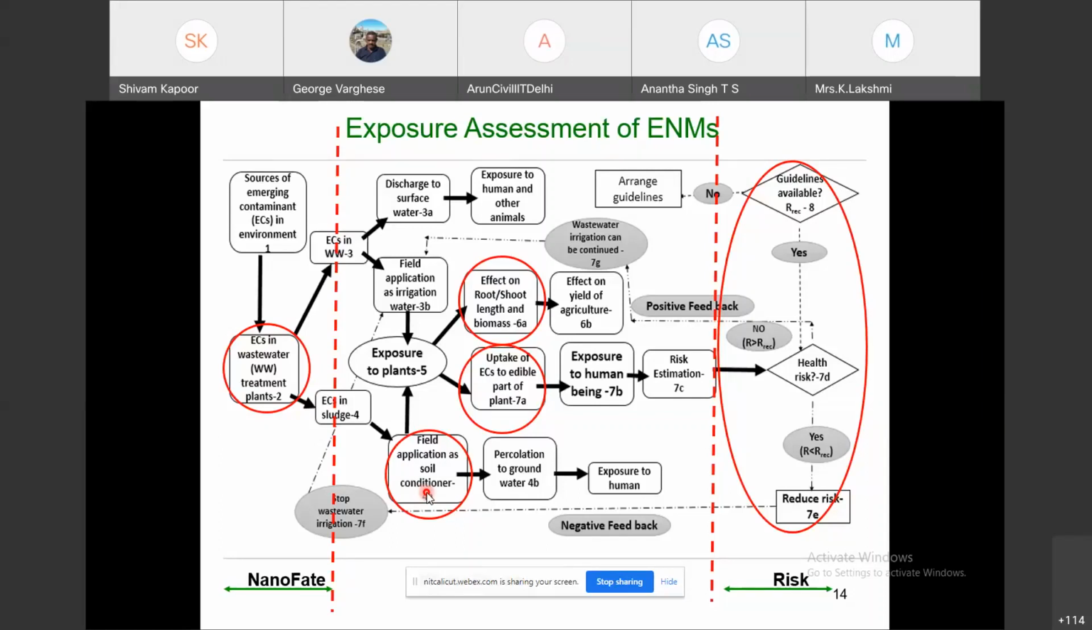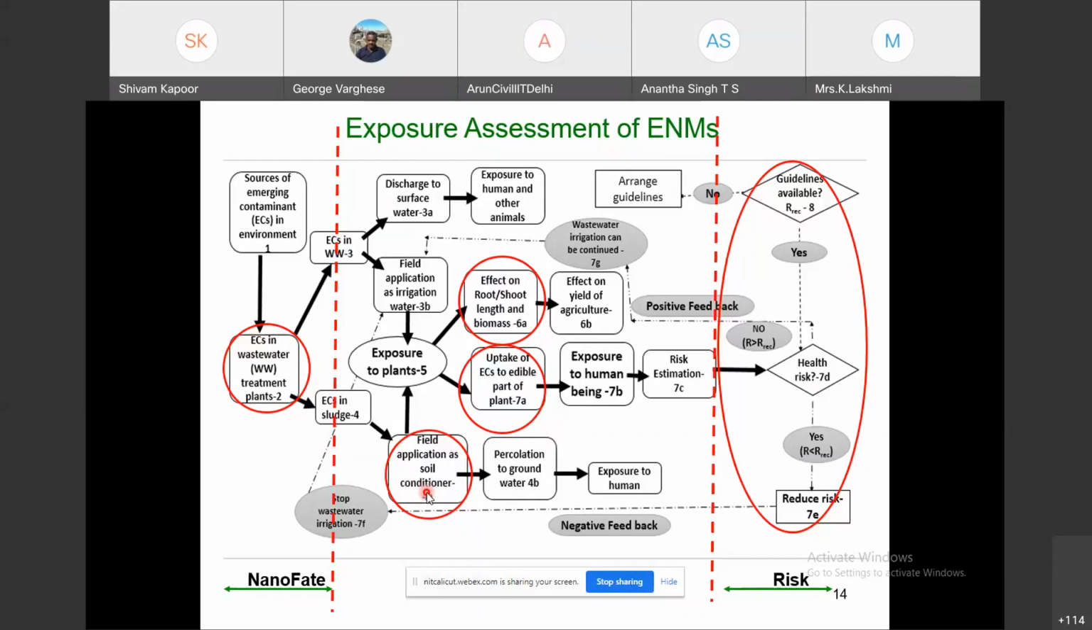Let's say these nanoparticles: if you're talking about metal-based nanoparticles or carbon-based nanoparticles, obviously we need to have individual category information, just like pesticides. We have standards for particular pesticide types, or standards with respect to chemical oxygen demand or biochemical oxygen demand. Similarly, for metal-based nanoparticles, as long as we are satisfying the metal limit with respect to the CPCB guidelines, this is fine with respect to metal content.